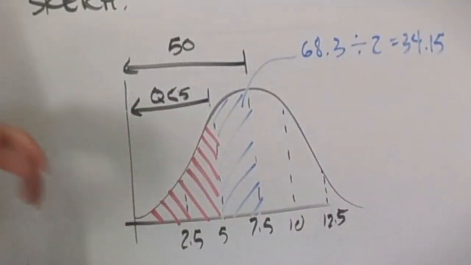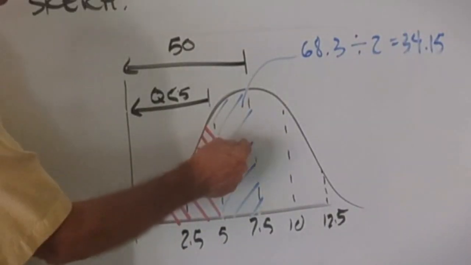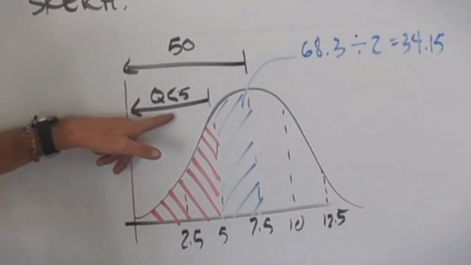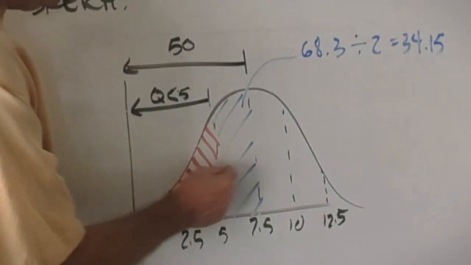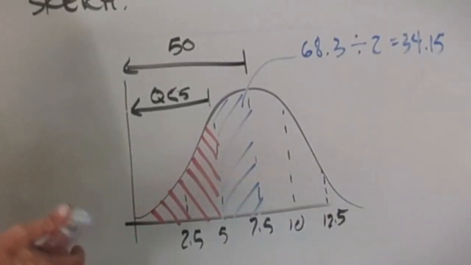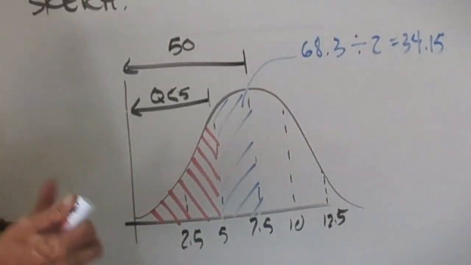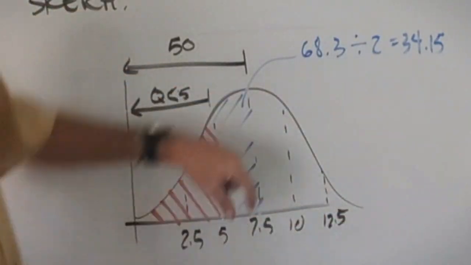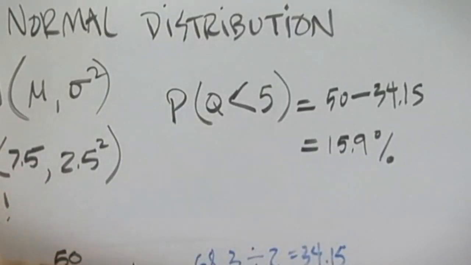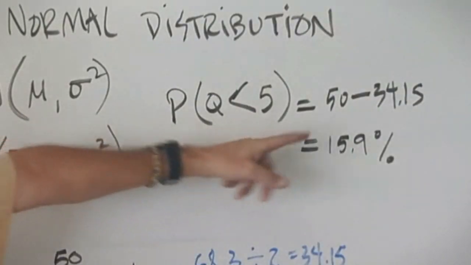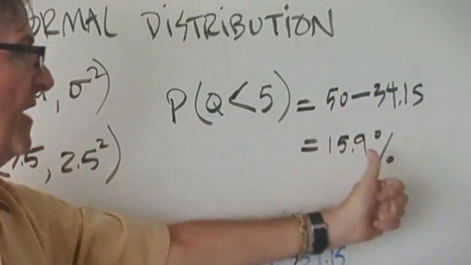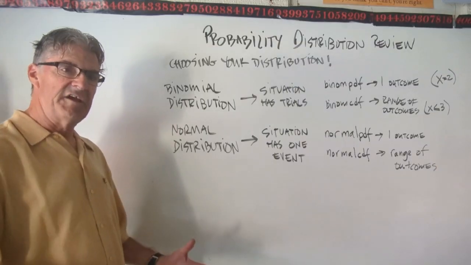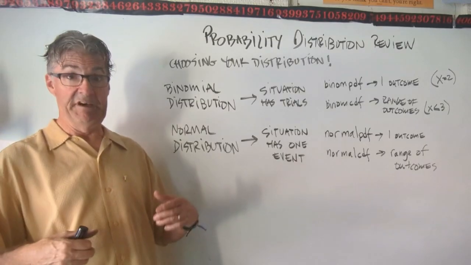Whatever this is, q is less than 5, that's what we're after. So what I did is I figured out what this blue stuff was, so I could subtract it from 50, leaving me with whatever that is. Now the blue stuff, from here to here, is 68.3. The curve is symmetrical, so this is half of 68.3. So I divided through, and I got this blue area is 34.15. So the probability that q is less than 5 is 50 minus 34.15, or 15.9%. Woohoo!